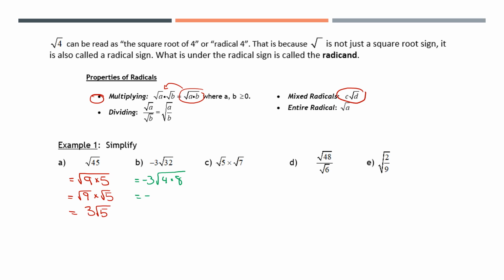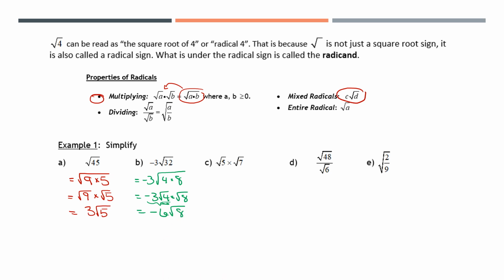So now I'm going to write it like this. I'm going to break it apart. That's the square root of 4 times the square root of 8. So the square root of 4 is 2. So I'm just going to go ahead and multiply these two together, and that's going to give me a -6 root 8. But the square root of 8 is not in lowest terms. I can reduce it some more.